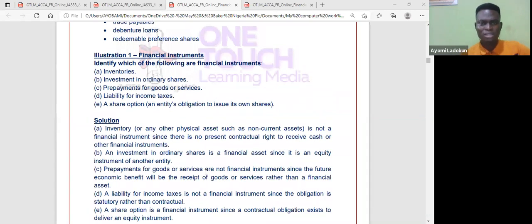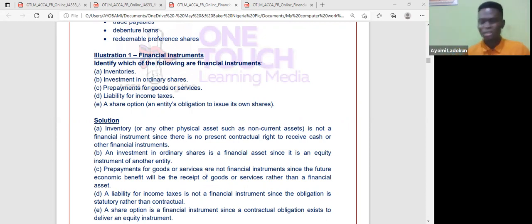Okay, now let's take a look at this illustration. This question says, identify which of the following are financial instruments. So when you think about financial instruments, think about three things: financial assets, financial liabilities, and equity instrument. Because we said financial instrument is any contract that gives rise to financial asset of one entity and financial liability or equity instrument of another entity.